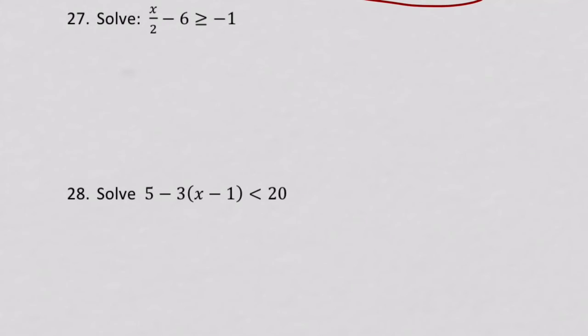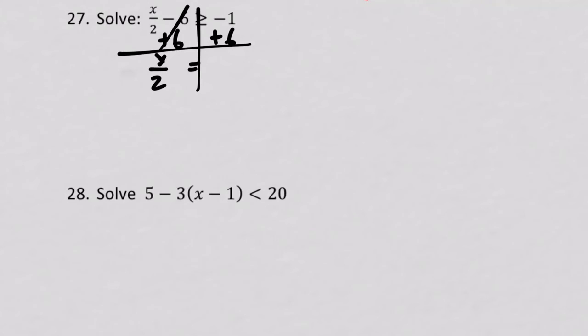Okay, 27 is just an inequality, so no word problem attached to it. We just have to solve for x on this one, or isolate the x. So here we go. We're going to follow the same steps we use when we solve equations. I'm going to put a line through there, add 6 to both sides. That 6 and the negative 6 cancel, so it's x over 2 equals 5. Now to get rid of that 2, I need to do the inverse operation here. The inverse of dividing by 2 is to multiply by 2. So I'm going to multiply both sides by 2. That 2 cancels the 2, leaving you with just x. And 5 times 2 is 10.